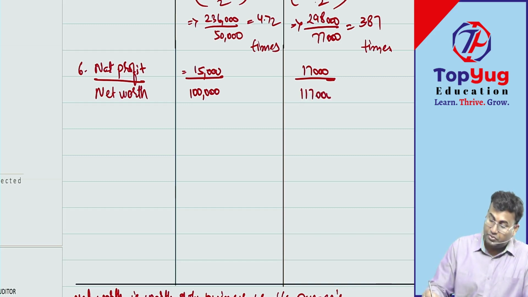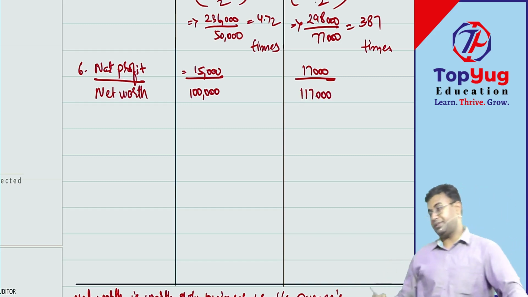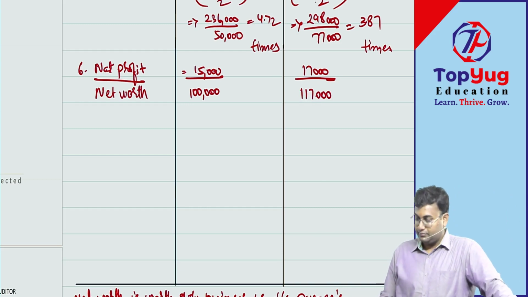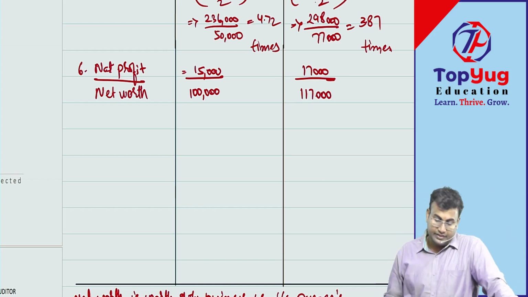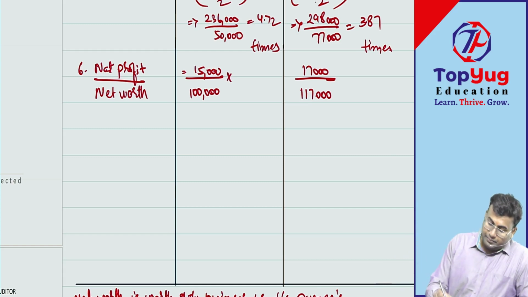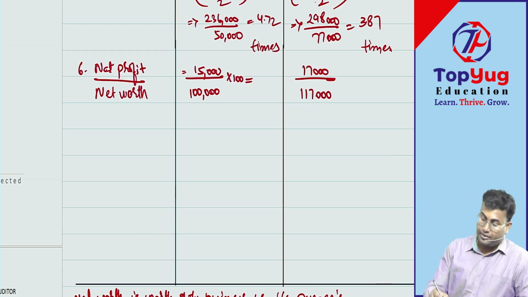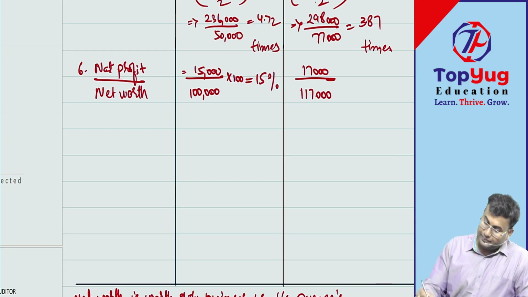1,17,000. See again, why are you including debt? Worth to the owners, net worth. Yes, because this is a P&L item, P&L ratio, or we want to show it in percentage, we can show it by multiplying by 100. So that is 15%.